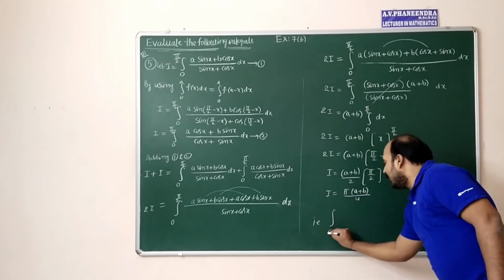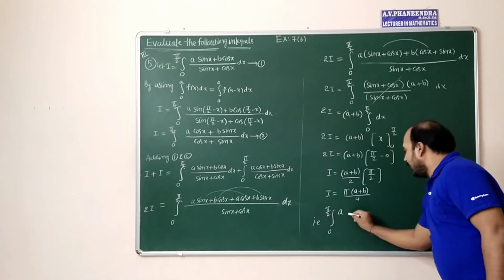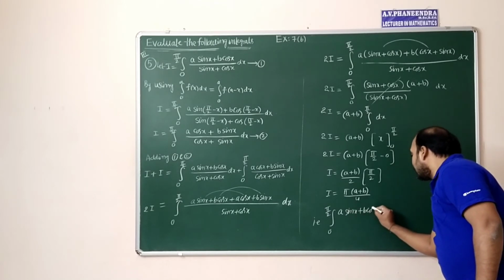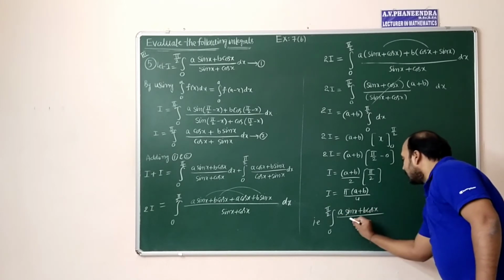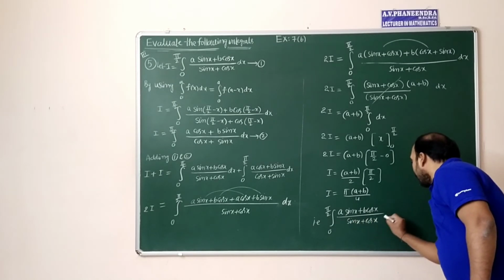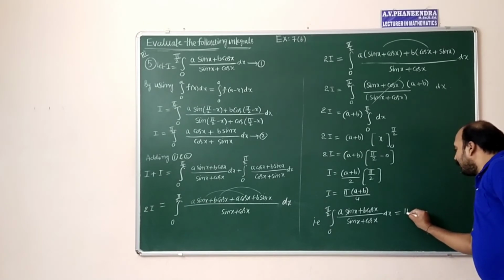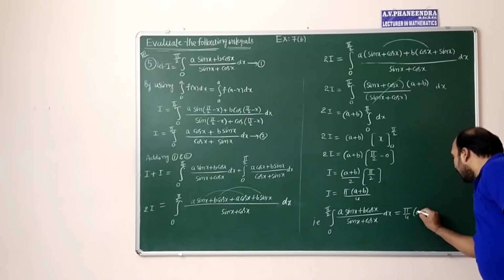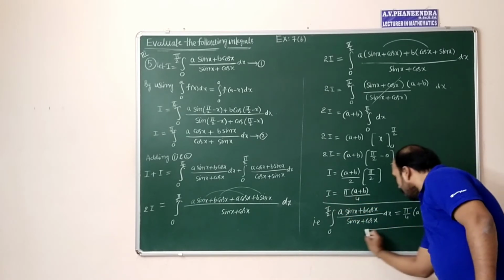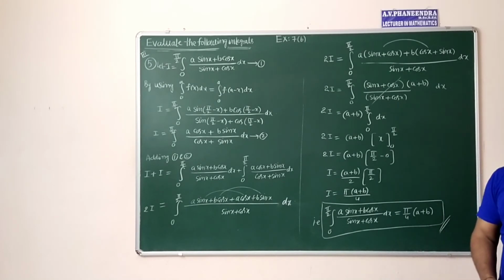Integral 0 to pi by 2, a sin x plus b cos x divided by sin x plus cos x into dx is equal to pi by 4 into a plus b. Dear students, you can utilize this result as a shortcut formula.